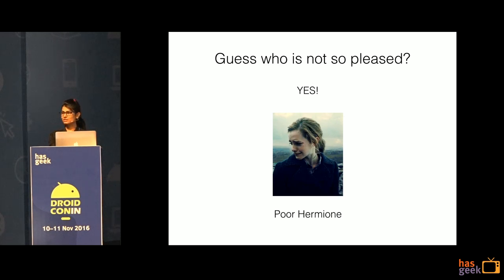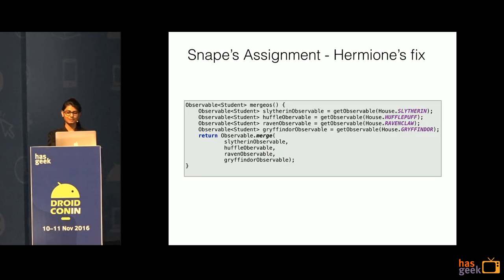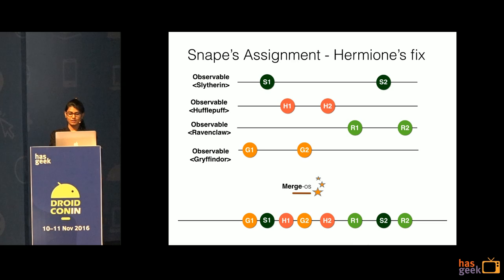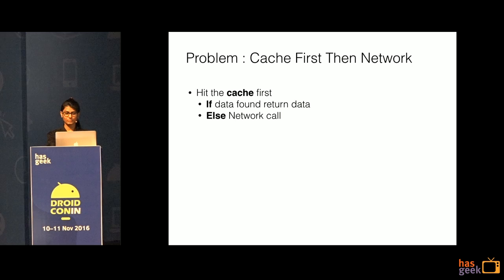So she wants to make things right. Now she's going to use the merge spell instead on the assignment evaluator. And this is what is going to happen. As and when the students turn in the assignments, everything is going to be in order. G1, S1, H1. As and when the items are getting emitted, we are combining and merging those items.